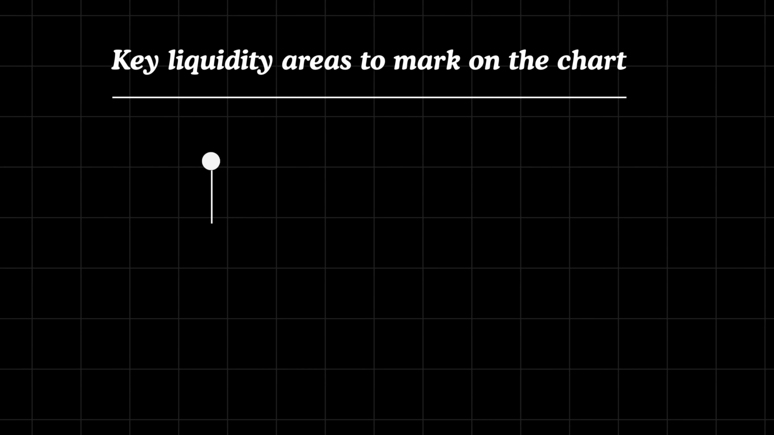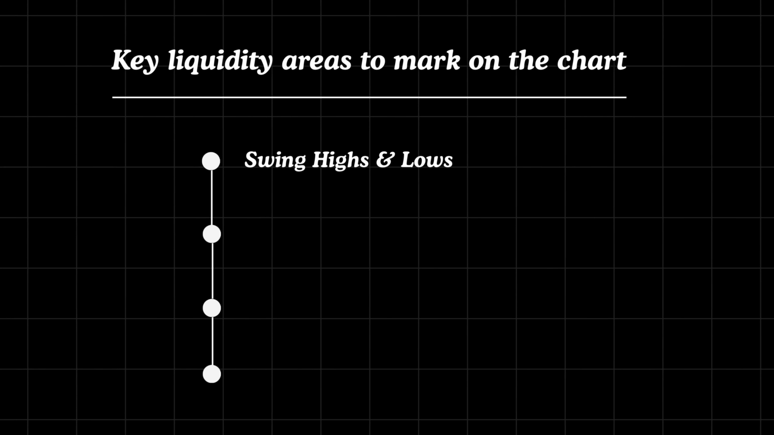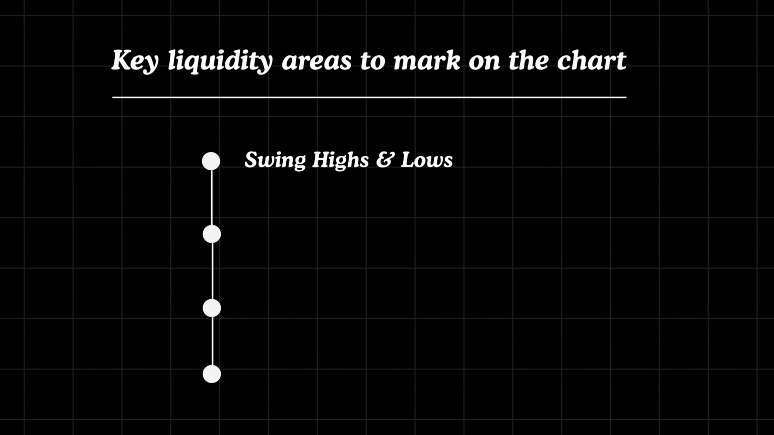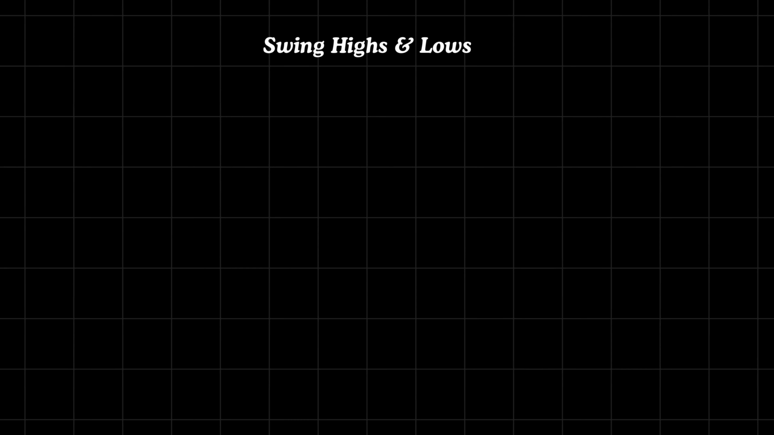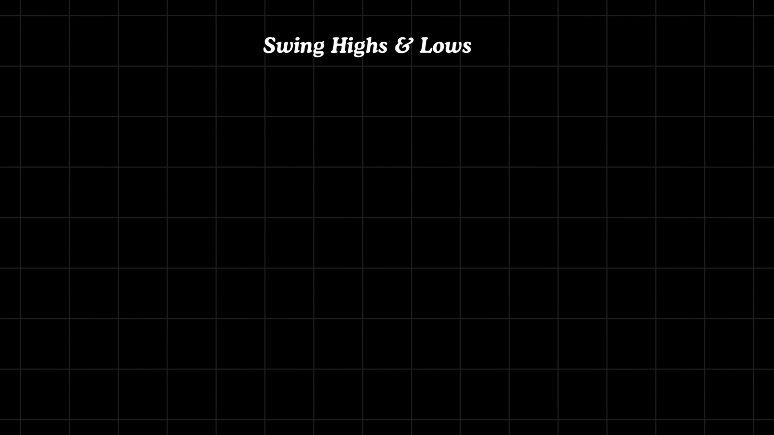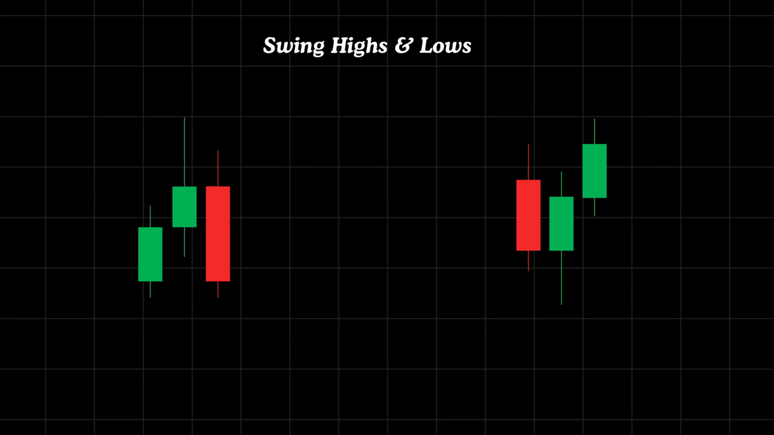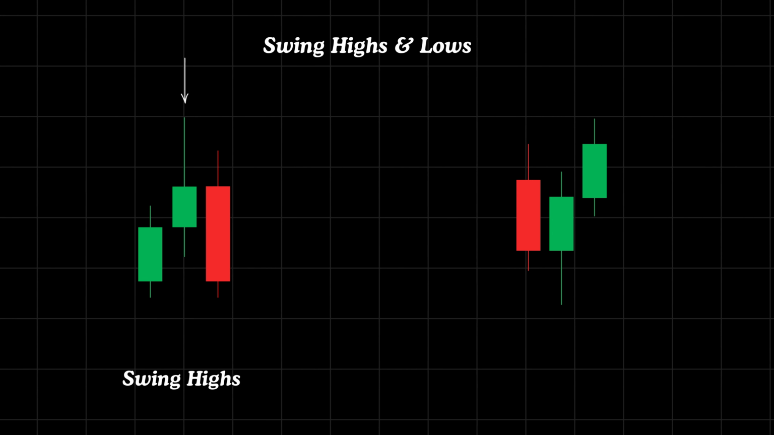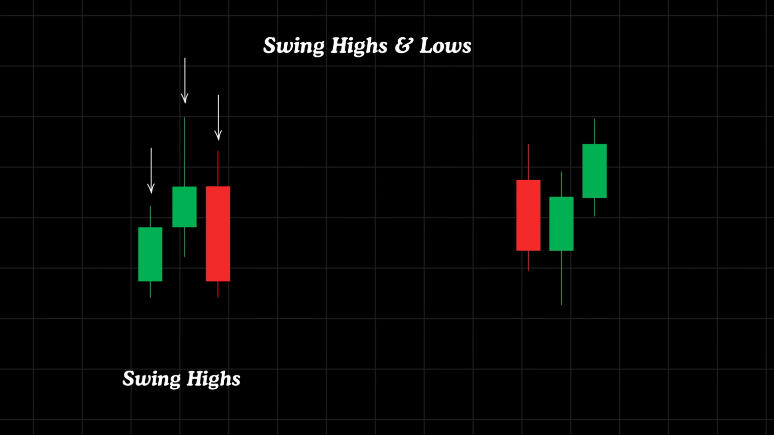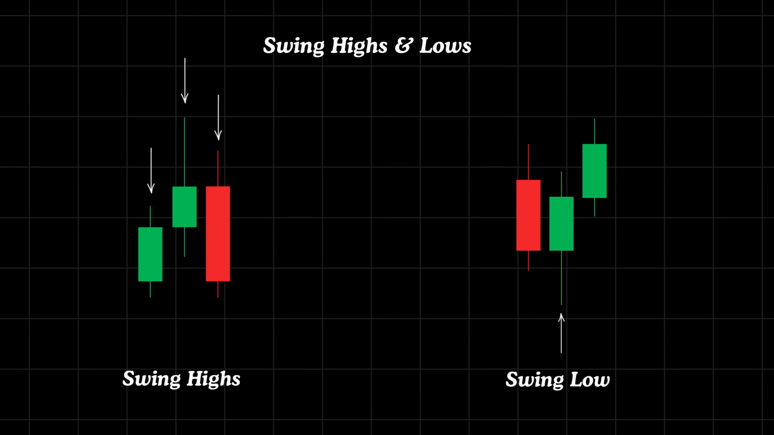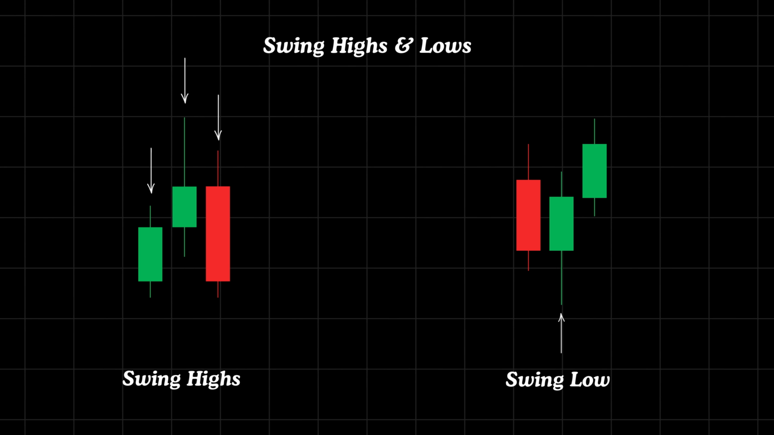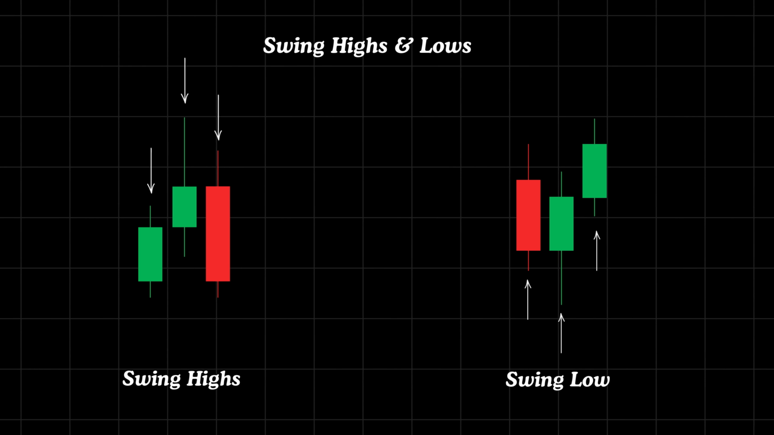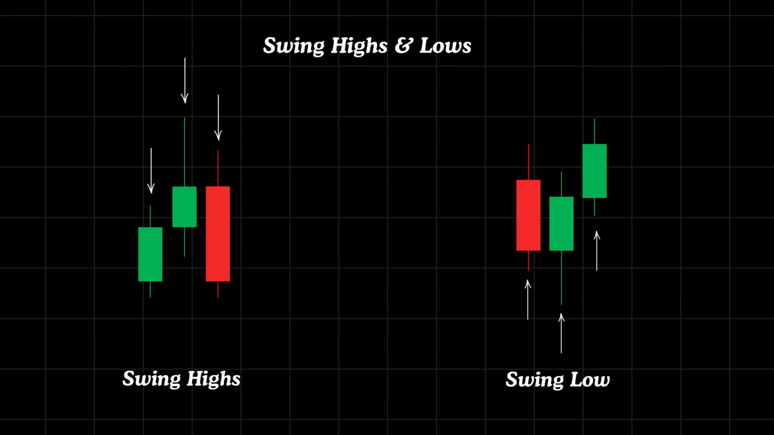The first type is swing highs and swing lows. We've mentioned these terms several times, but what do they actually mean? Swings are turning points in price where three candles form a specific structure. A swing high occurs when the middle candle makes a higher high compared to the candles on both sides. A swing low occurs when the middle candle makes a lower low compared to the candles on both sides. This pattern is only confirmed once the third candle has closed.